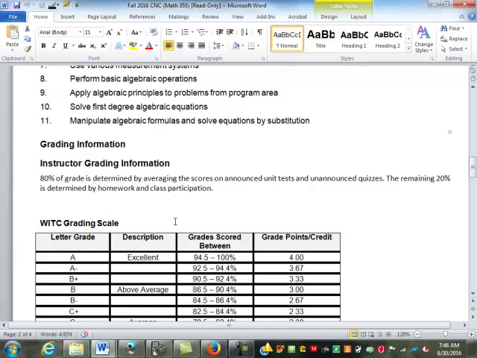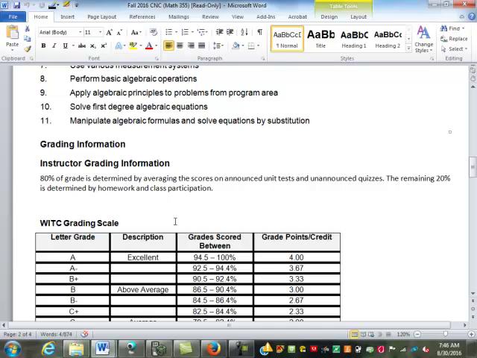Okay, grading, the important part, right? 80% of your grade in this class is on unit tests and quizzes. The unit tests are announced. There are 4 unit tests throughout the semester in this class. Quizzes will come anywhere from every 2 to 4 hours of class. And I'll explain why that happens in a couple minutes. Your unit tests are 100 points. Quizzes are anywhere from 8 to 20 points each.